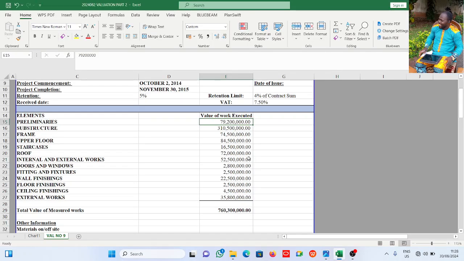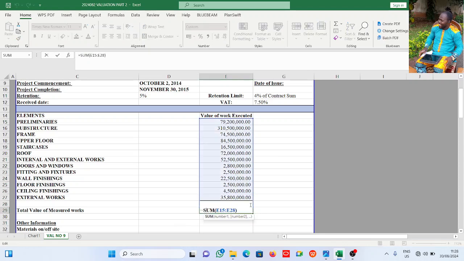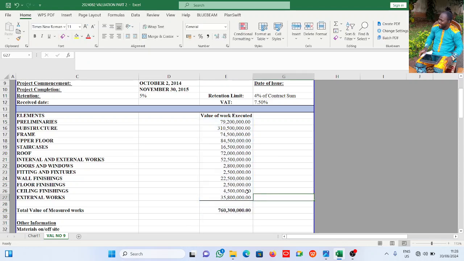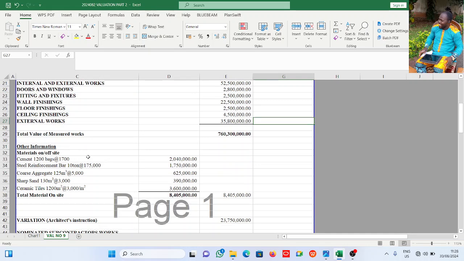Back to where we are. 79,200,000 is the preliminaries as we have calculated in our previous videos. If you've learned anything, please calculate these preliminaries and confirm it at your end. All right, so the total value of measured work including preliminaries is 760,300,000, and of course we have other information as contained in that particular question.